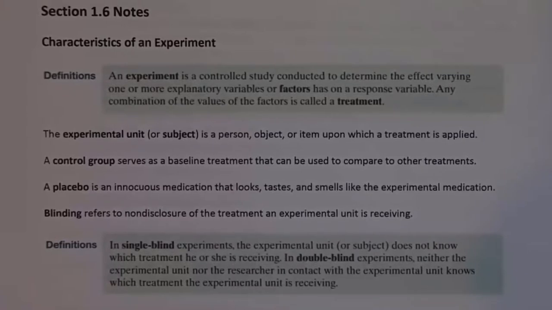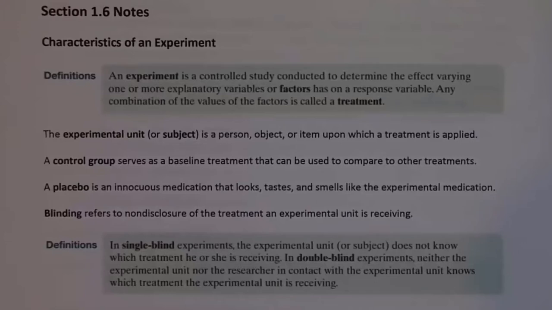A single blind experiment means that the subject, the experimental unit, doesn't know which treatment they are receiving. So the subject doesn't know if they're getting the placebo or they're receiving an actual treatment. That's single blind.